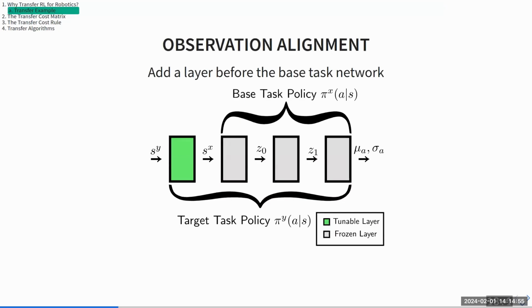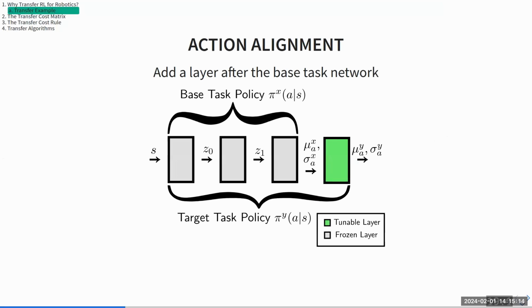So we're going to explore three different ways. One of them will be to just add a new layer in front, and this is going to translate observations from the space sy into the space of sx. We call that observation alignment because it aligns the observation spaces in some sense.